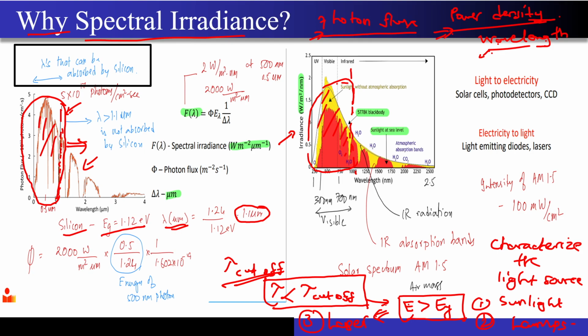So I have to know the wavelengths of my interest from the semiconductor material, and then I have to go back to the spectral irradiance of the light source from which the light is being shined on the semiconductor material. Only from that I will get the useful power which will give me the photons that will generate the electron hole pairs. I hope the importance of the spectral irradiance curve is very much clear to you.